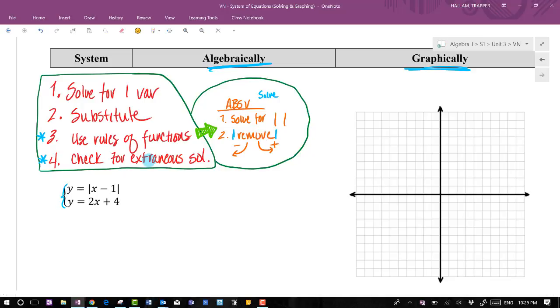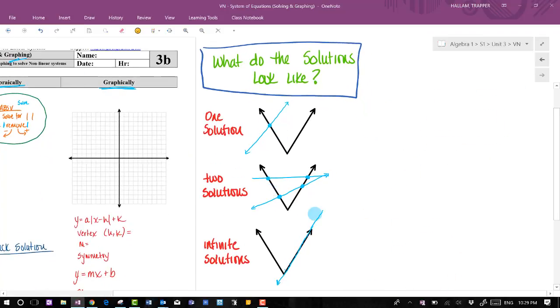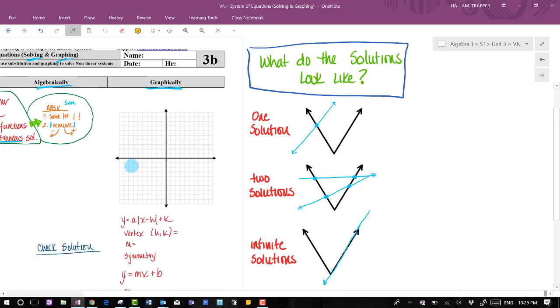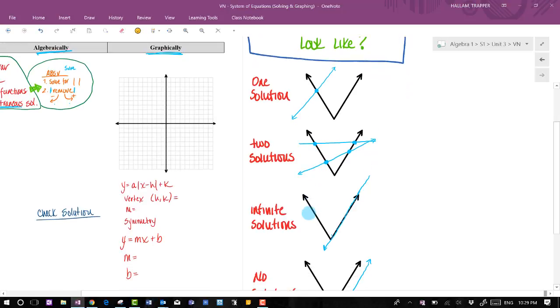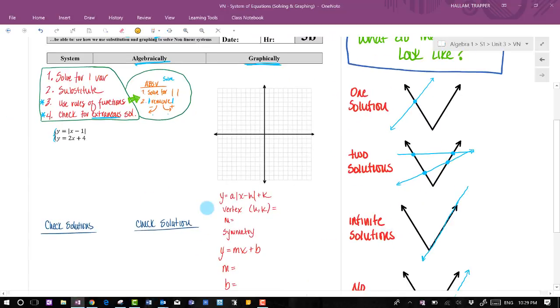And then once we're done, we're going to have to check for extraneous solutions, meaning solutions that may not fit. Maybe we only have one solution. So one, and if we get two solutions, because we're going to be separating our absolute value into negative and positive, maybe one of them doesn't make sense. Maybe they both make sense. Maybe we find the case where every solution is a solution. So we're going to have to check our answers.